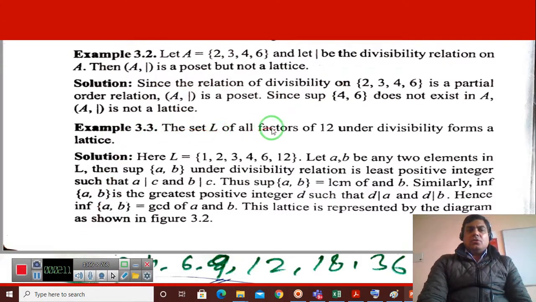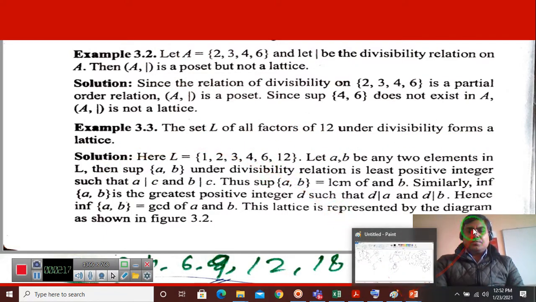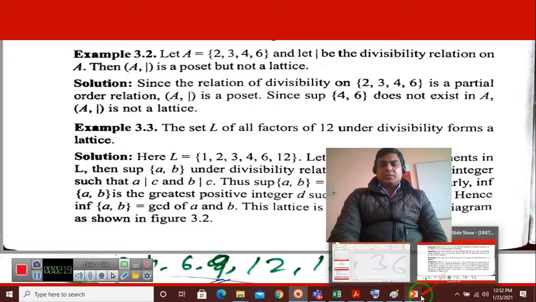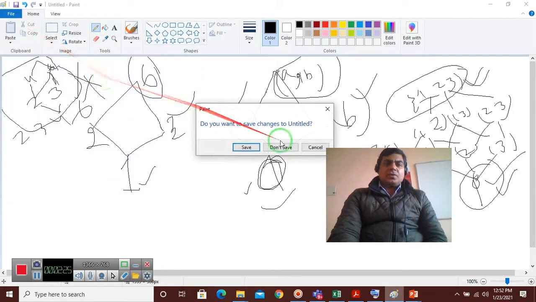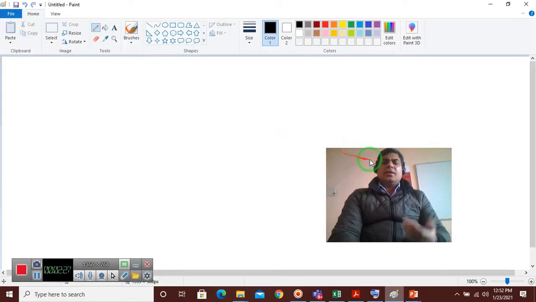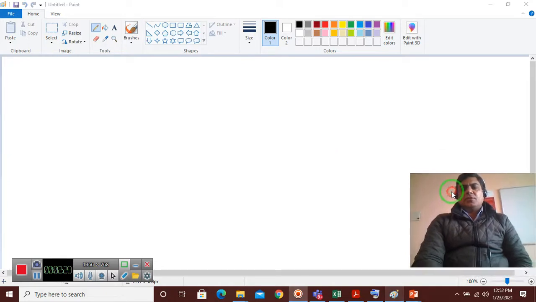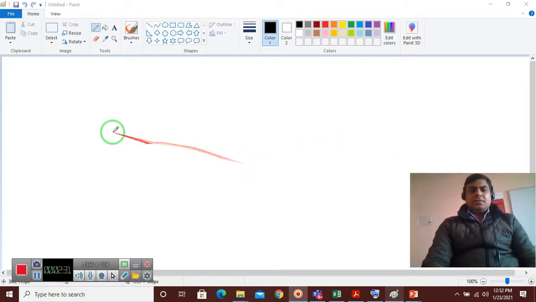The set L of all factors of 12 under divisibility forms a lattice. There are two methods to find the factors of 12. For any large number, I will explain a simple logic for how we can find them.